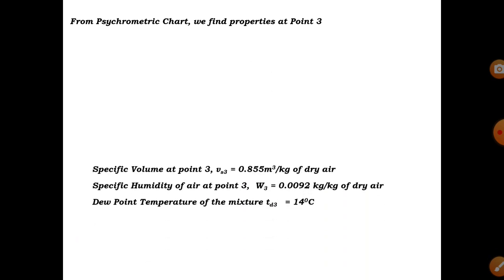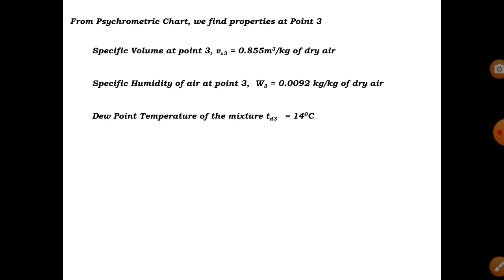Okay, now we have plotted point number 3 on the psychrometric chart, and at point number 3 we got these values: specific volume 0.855 meter cube per kg, W3, that is specific humidity, 0.092, and dew point temperature of the mixture, that is 14 degrees Celsius.